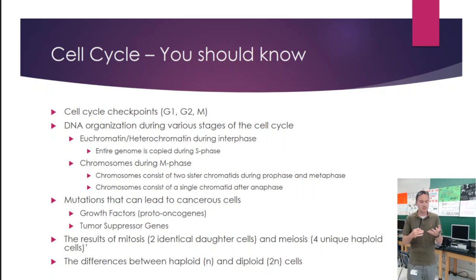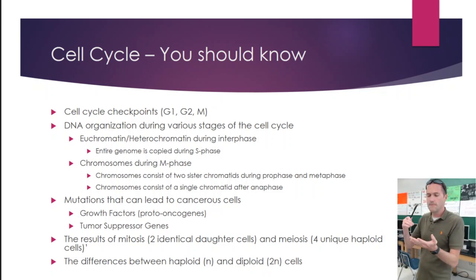G1 checkpoint. So it's going to say, hey, is there a need for more cells, right? Is this cell adhered to the extracellular matrix, right? Are there too many cells around? Is the cell density too high? And if those things are okay, then it will proceed and go through S phase.